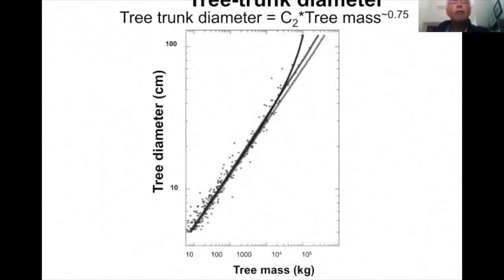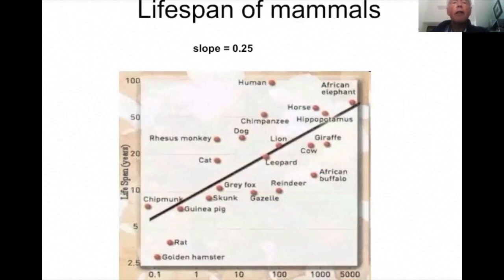Here is a very similar plot for trees, and it just shows the diameter of a tree versus the mass of a tree. And you can see that these are, again, fairly similarly related. And if you can see behind my picture there, that scaling function is, again, about 0.75. Here's another one. This will be of interest to a lot of people.